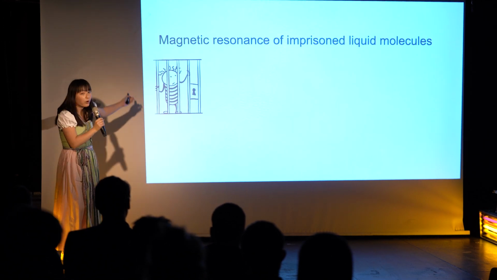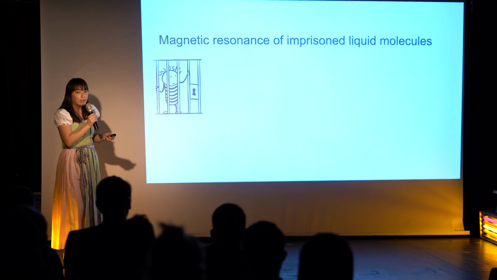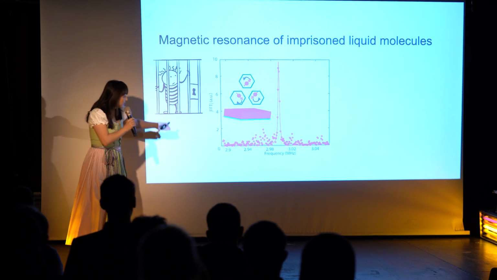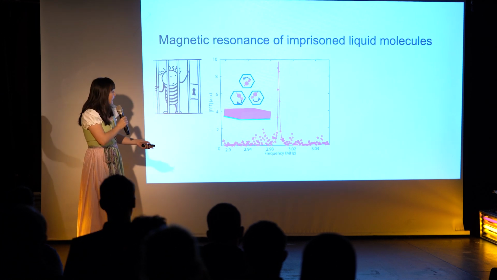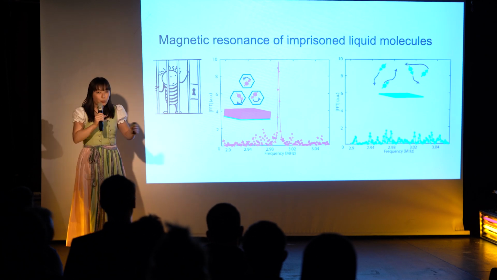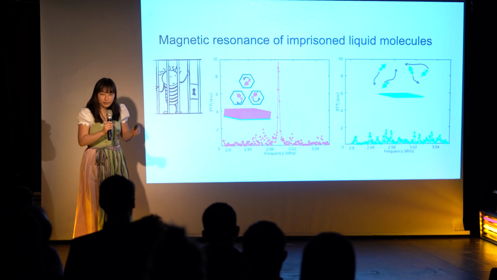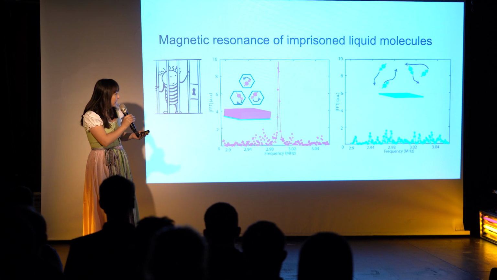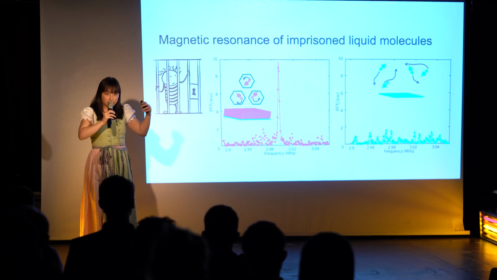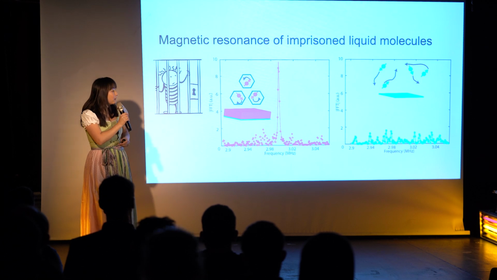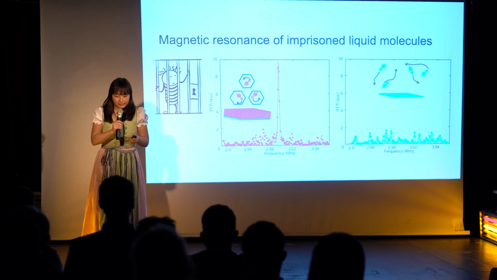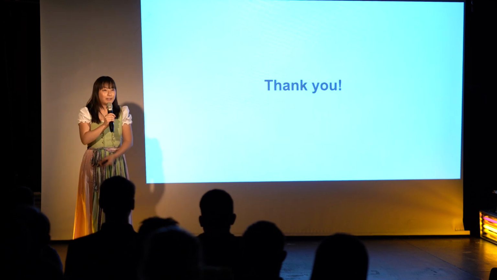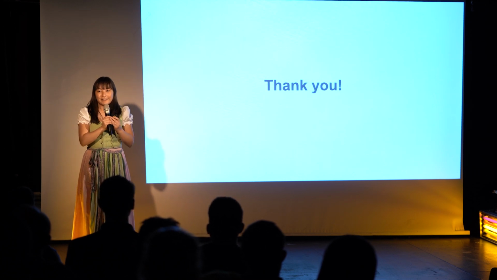So here's our poor liquid molecules trapped in our pores. And we get a very nice signal from them. Without the MOF, we don't see anything. So, by confining our molecules into a small area, we can do nanoscale magnetic resonance on them. I hope you've enjoyed the night so far, and thank you all for listening.